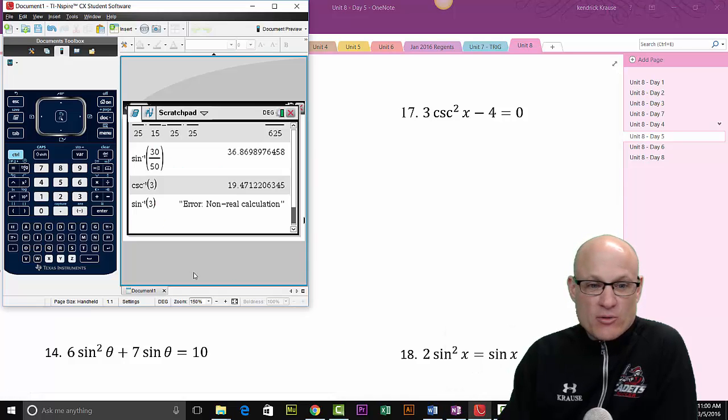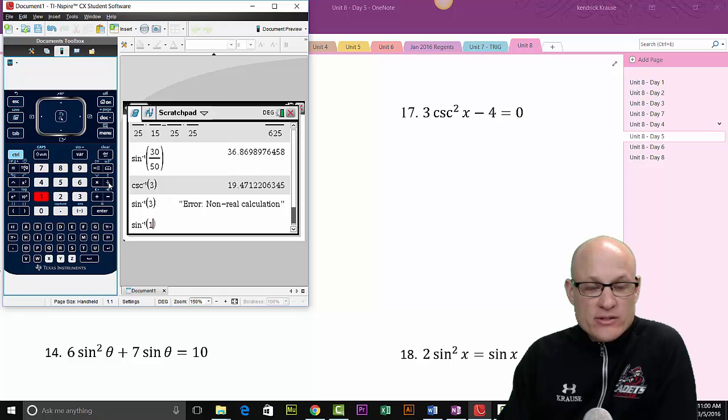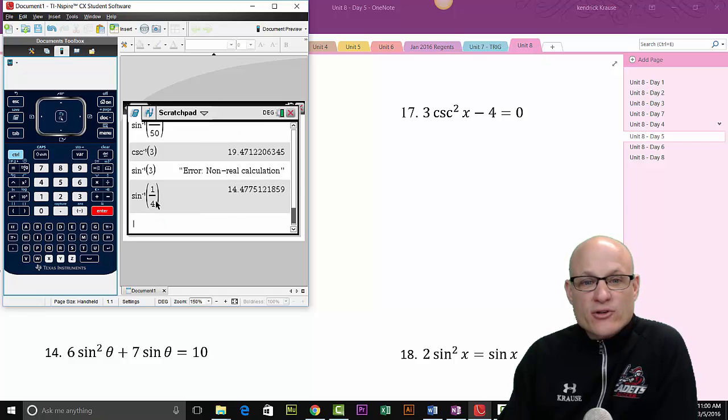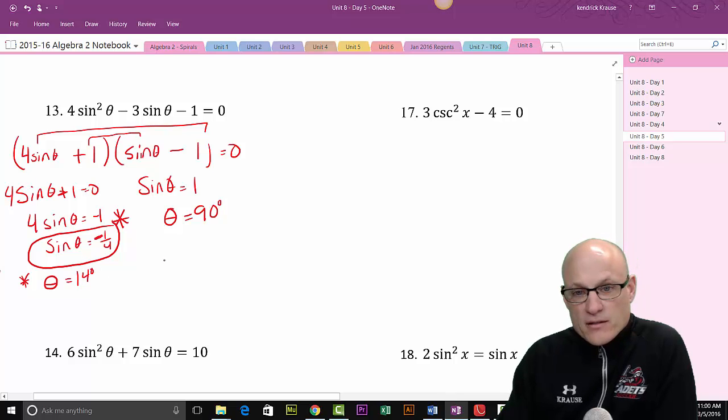So what we're going to do is come over to our calculator. We're going to do inverse sine of 1/4. Not -1/4, just 1/4. And we're going to round that to the nearest degree, which would be 14 degrees. Now, that would be 14 degrees in all 4 quadrants.